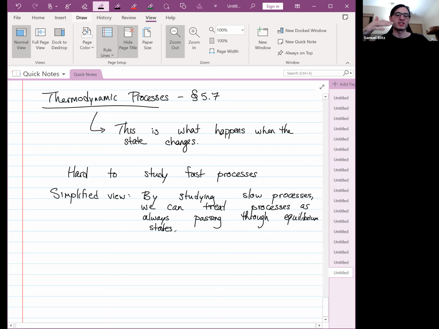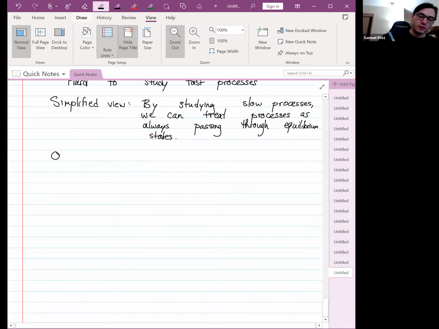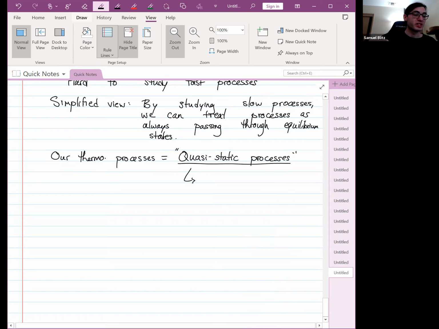And so by looking at slower processes, if the processes are sufficiently slow, we can treat them as if they're always stepping between equilibrium states, rather than jumping from one state to another and passing through a non-equilibrium state. So what we are going to study are quasi-static processes. And like I said, these are processes that change slowly from equilibrium state to equilibrium state.